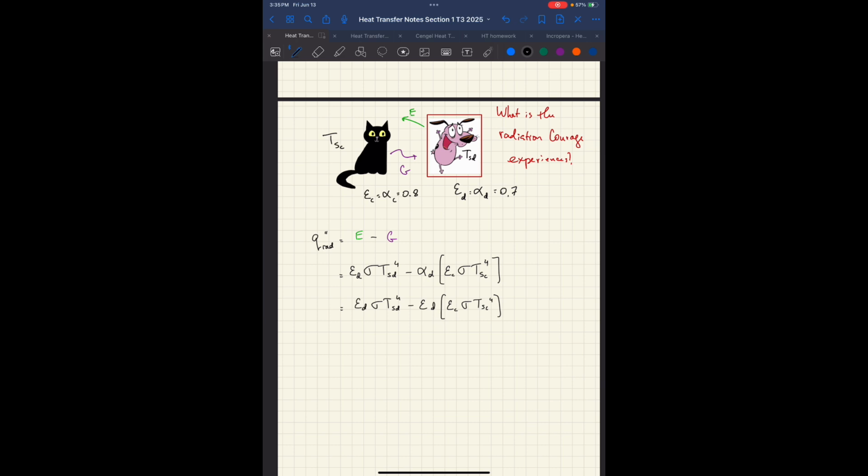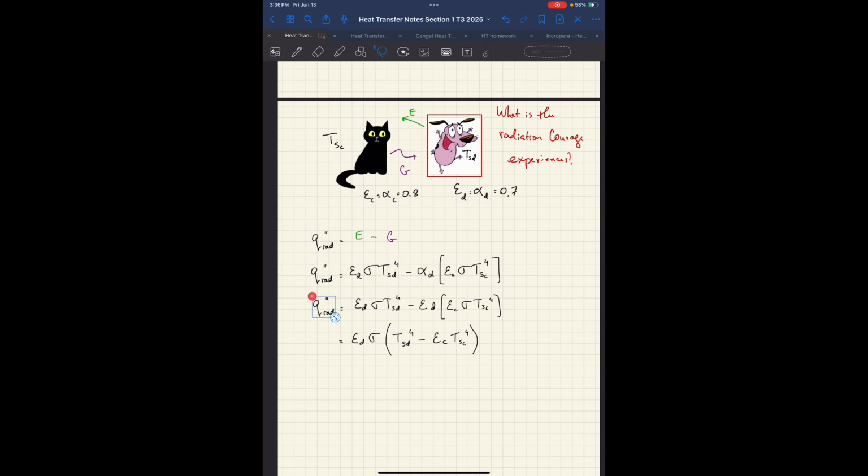Okay. Couple of common factors. Epsilon dog is common, and also the Stefan Boltzmann constant. So that can all come out like this. So basically now, what do I have left in the parentheses? I have temperature surface dog to the fourth power minus epsilon cat temperature surface cat to the fourth power. And that's basically it. Again, you still have to make sure that you put everything in Kelvin, because otherwise it won't work.